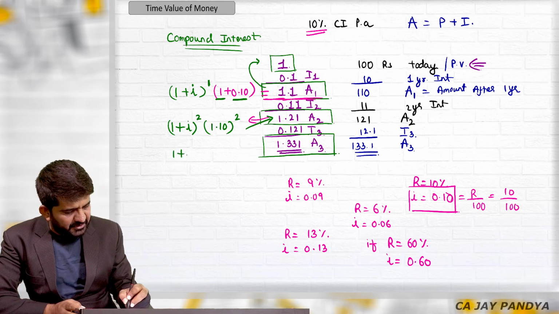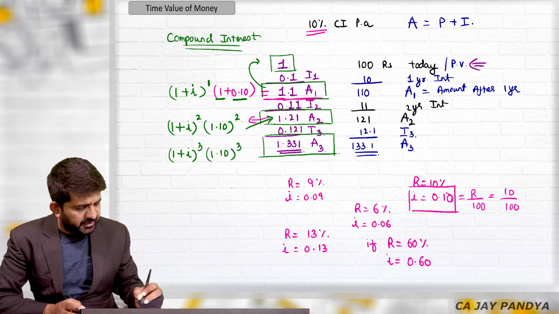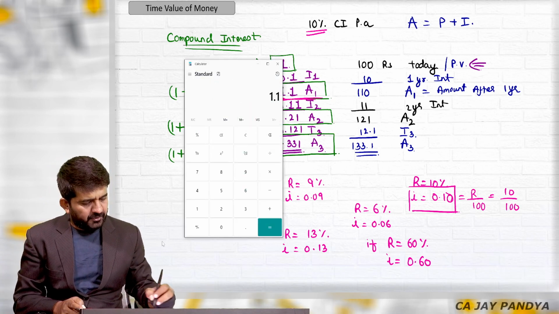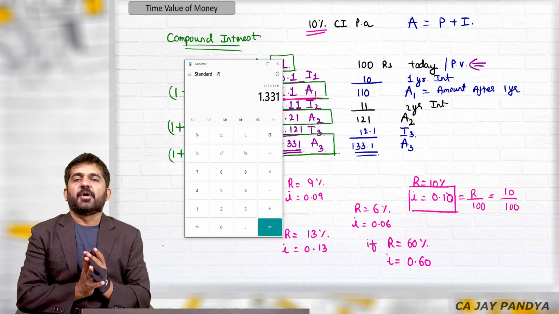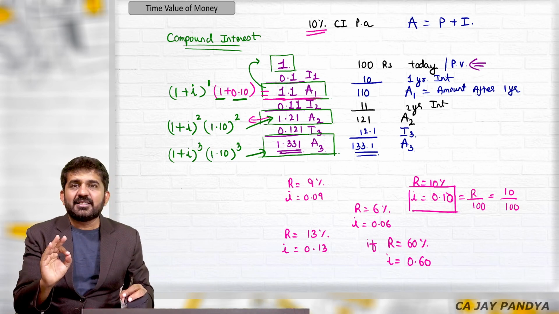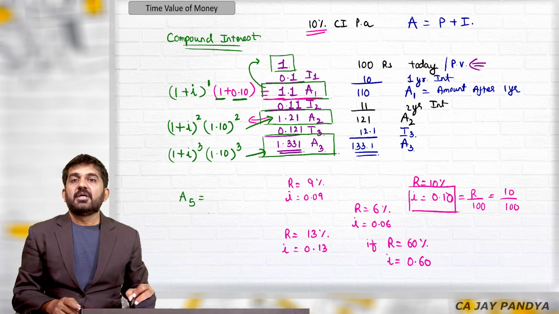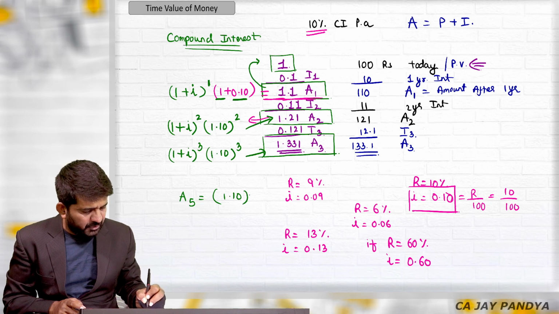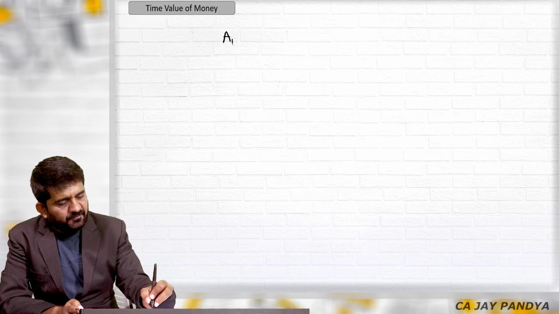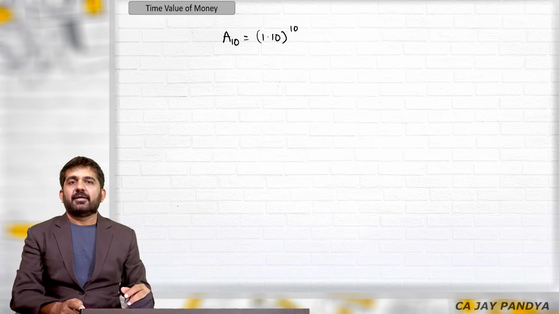Amount after 3 years, 1 plus I raised to 3, 1.10 raised to 3. It should be 1.331. Let me find out. 1.1 raised to 3 is equal to 1.331. So I will be getting this answer. If I want to find out amount after 5 years, it is very easy. 1.10 raised to 5. If I want to find out amount after 10 years, it will be 1.10 raised to 10.